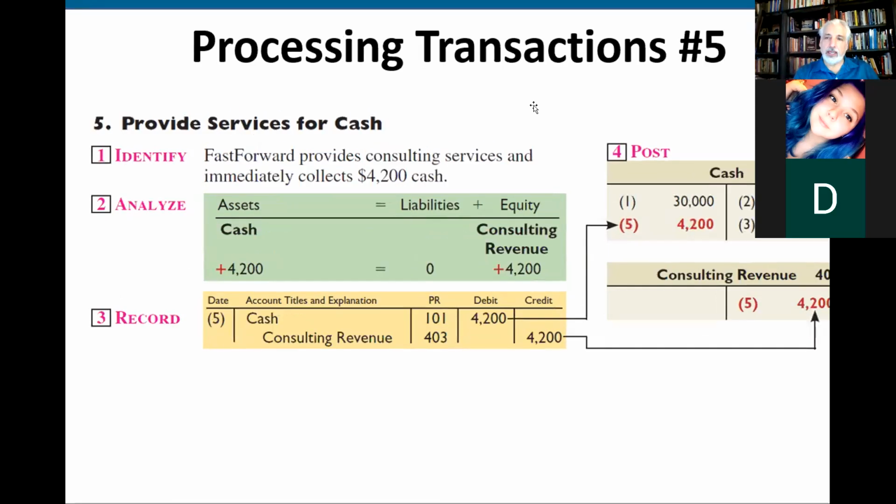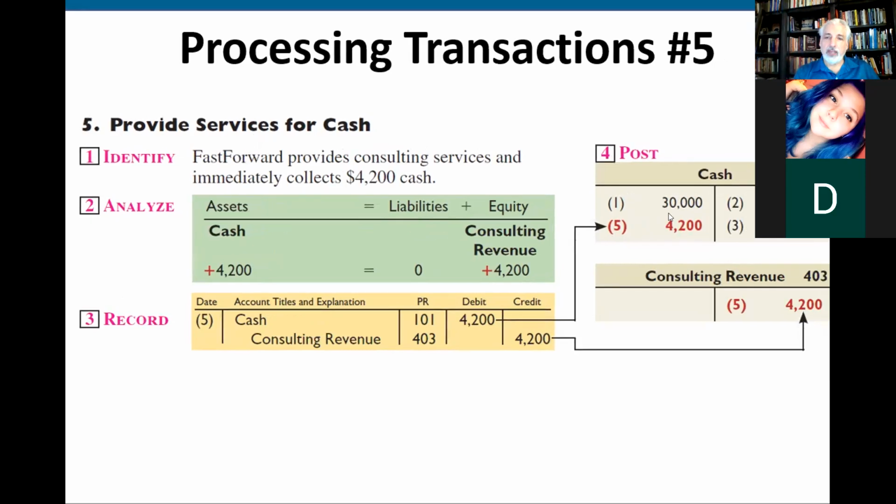Provide services for cash. What happens? Well, we got the consulting revenue. We got revenue going up, and we have cash going up. Now, notice this is not a receivable. They paid us the money. We got 4,200 bucks. Thank you very much.